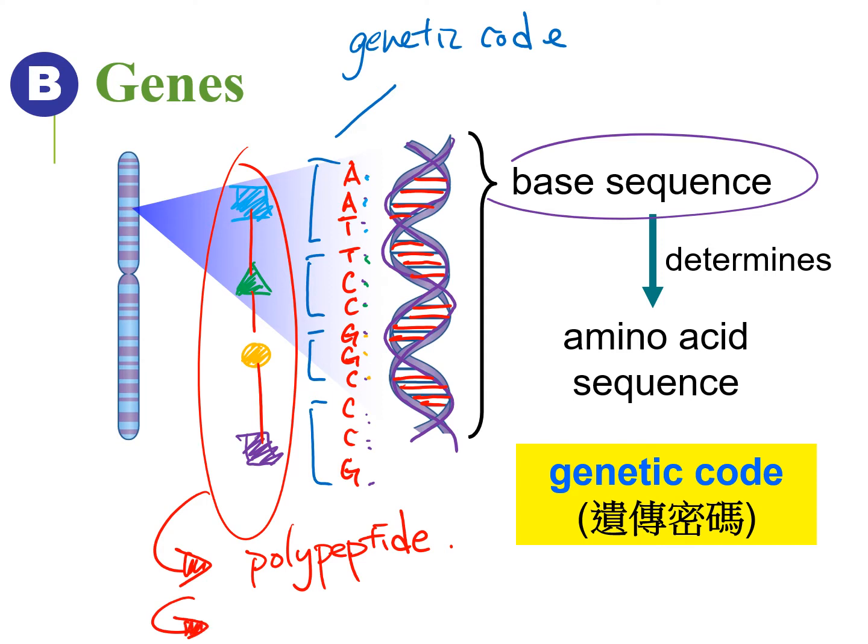And this polypeptide chain is going to fold up and become a 3-dimensional, 3D protein, so a gene turns into a protein.